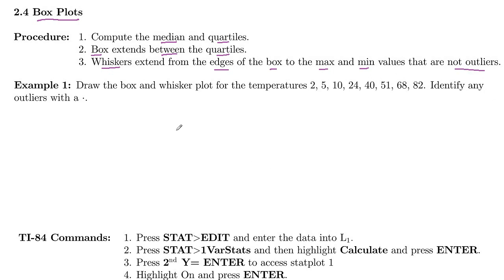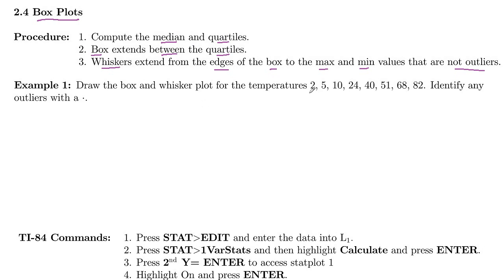So let's look at an example. Let's draw a box and whisker plot for this temperature data. These are temperatures, degrees Fahrenheit. They are in order. We're going to identify outliers with a dot. So that's pretty common, a dot or an asterisk. Okay, so first thing we need to do is compute our median and our quartiles.